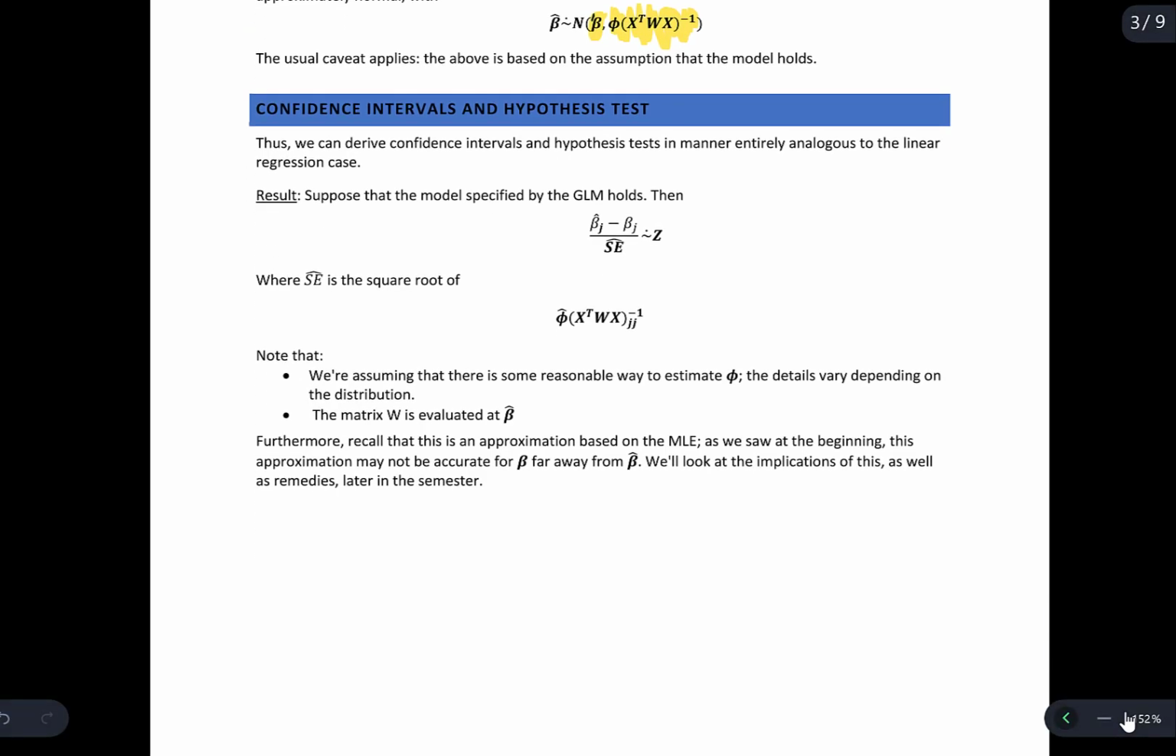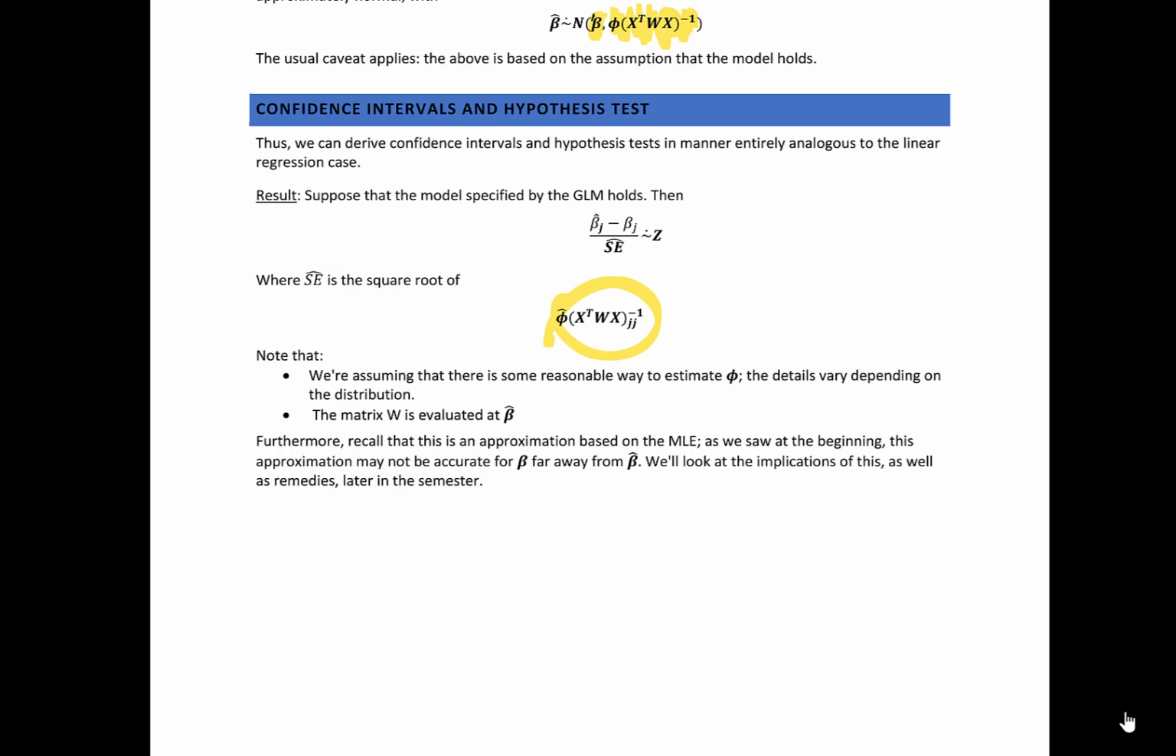And so from here, we can go through and find confidence intervals and hypothesis tests just like we typically would. We know that if we take beta hat minus beta divided by the standard error, that's going to be approximately distributed as a standard normal. And then here we would have the formula for the standard error. Notice this looks very similar to what you saw before when you looked at linear regression.